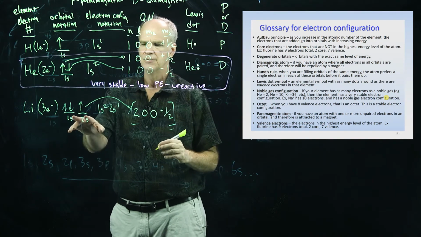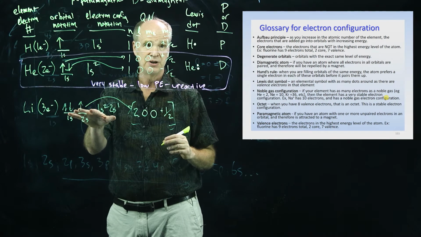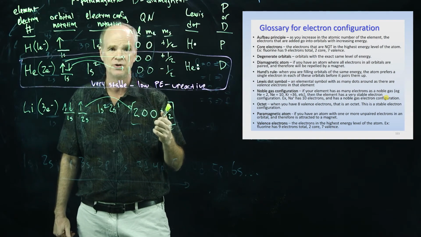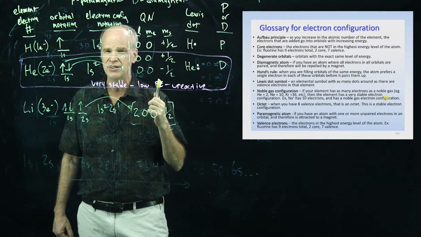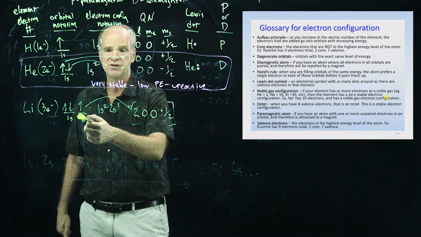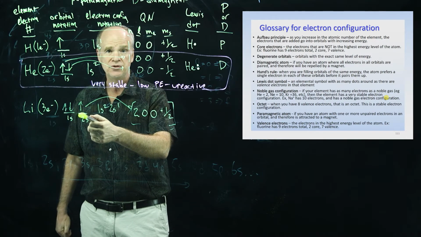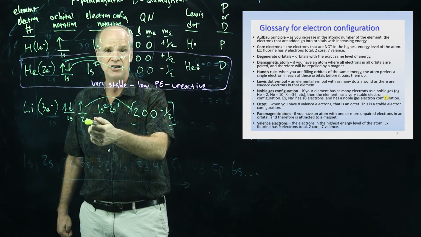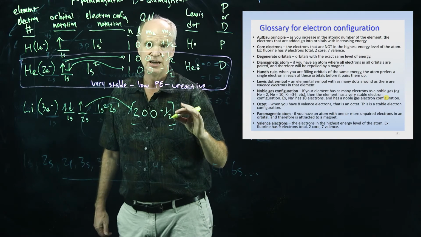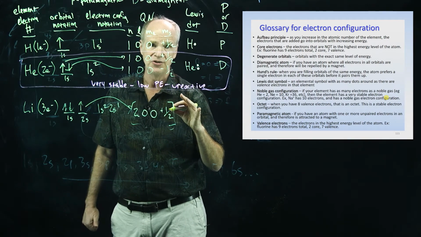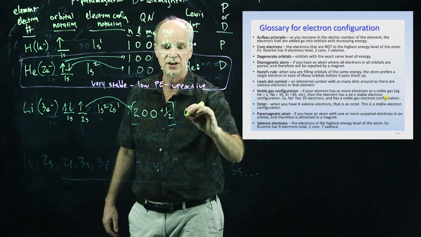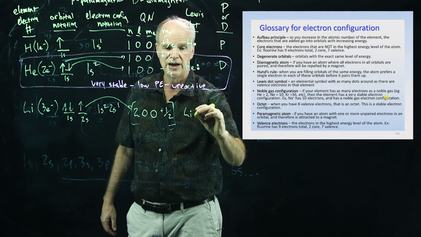Lithium has now a total of 3 electrons. But remember, when you are writing out a Lewis dot symbol for an element, you only consider the electrons in the highest energy level. So lithium, although it has 3 electrons, they're going into 2 energy levels. The highest energy level is the second energy level, and there's only 1 electron there. So again, with the Lewis dot structure, we only consider the number of electrons in the highest energy level. There's only 1 there. So lithium only has 1 dot.